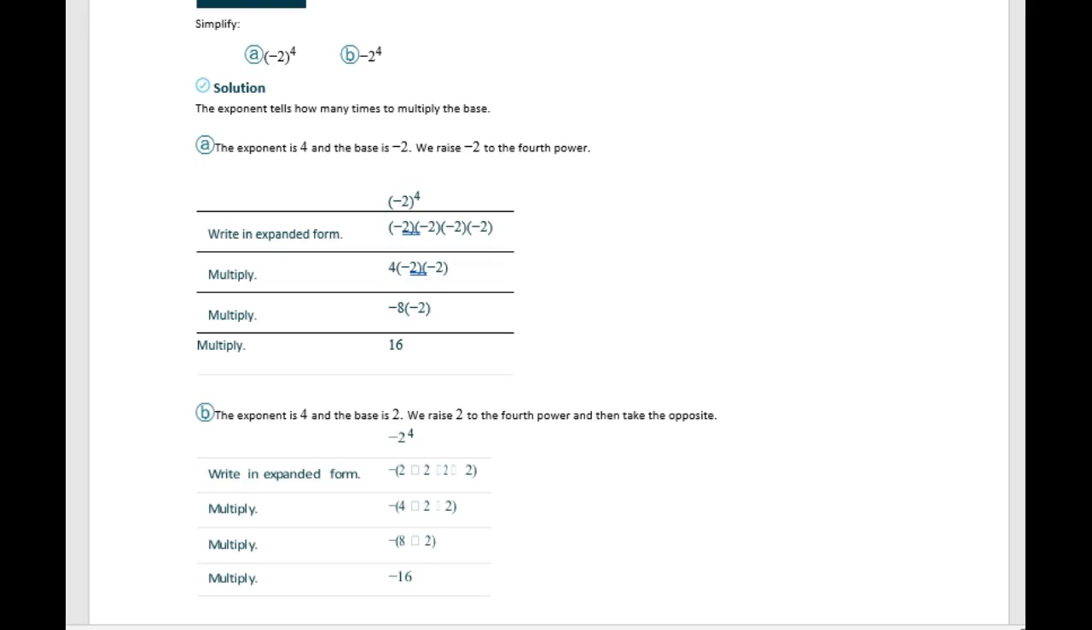Now for this second part where there's no parentheses, I'm not told to put this negative in with that exponent. So here I have 2 times 2 times 2 times 2, and then a negative out front. So that answer will give me a negative 16. And those are very different things. So when you are dealing with exponents and evaluating things, make sure you're very careful with your parentheses.